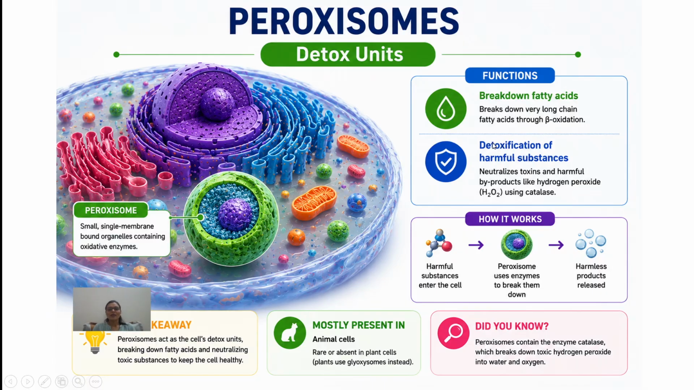Similarly, it also does a very important task, detoxification of harmful substances, and that is more important for our cell function. It neutralizes toxins and harmful byproducts like peroxide by using catalase. It also contains the catalase enzyme.